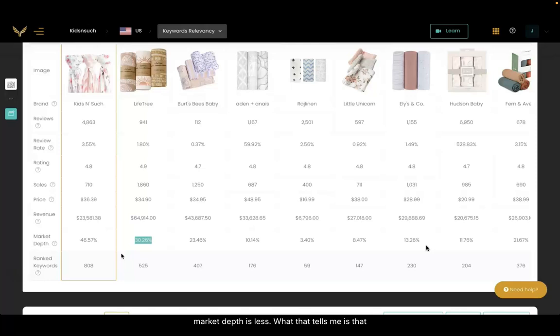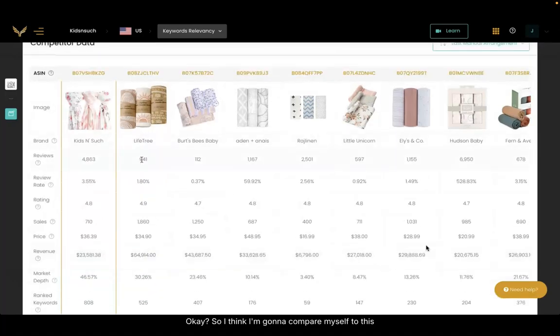What that tells me is that this competitor here, Lifetree, is actually ranking better on page 1 than I am for keywords that are more important, or rather driving more traffic. So when I say the keywords are more important, that means they're driving more traffic. So I think I'm going to compare myself to this Lifetree.